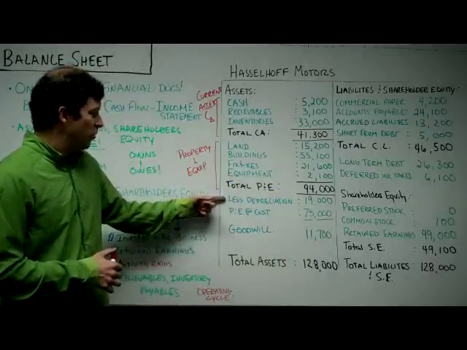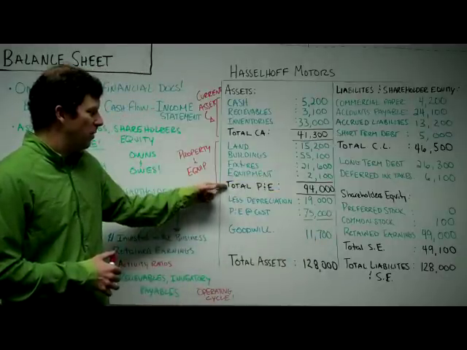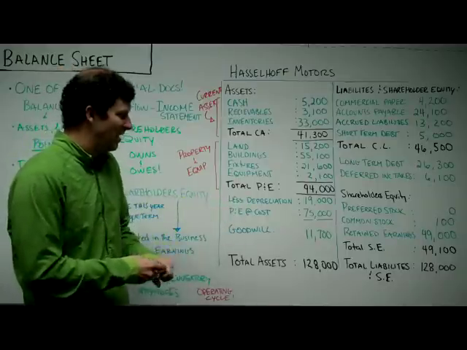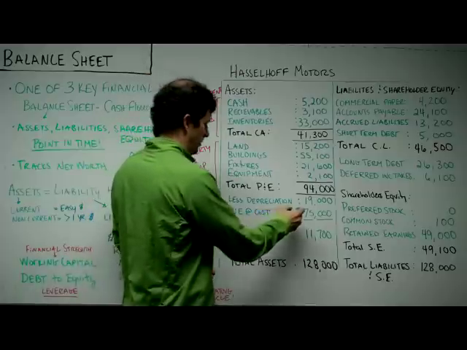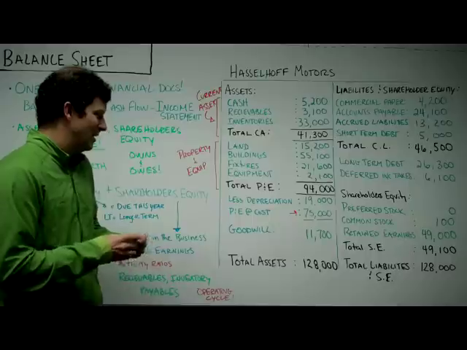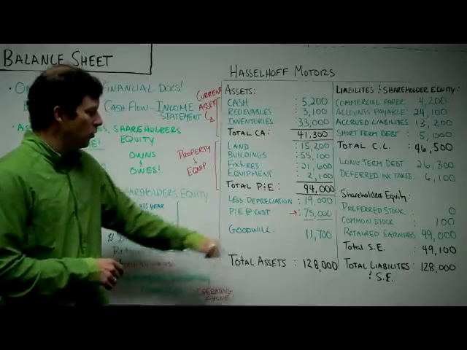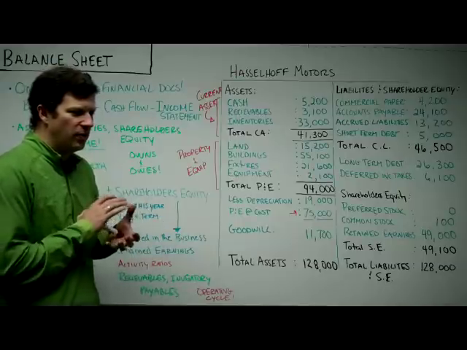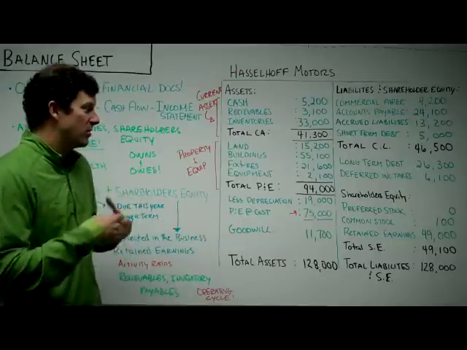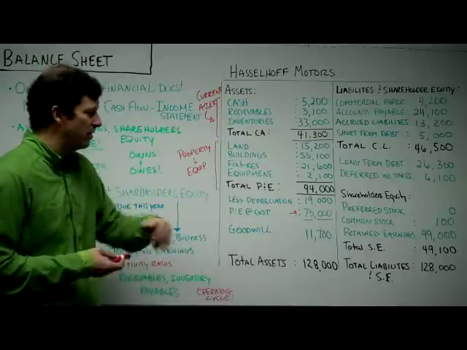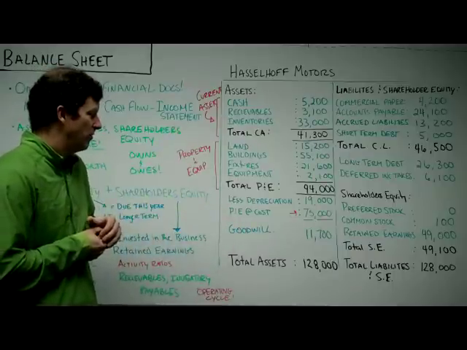Now we take depreciation out of the property and equipment of $19 million, and so his net property and equipment at cost is $75 million, and that's going to be important because we're going to use that to figure out total assets. And then he's got $11 million in goodwill. And goodwill, really quickly, is just a non-tangible asset that represents value, like of the brand. So Hasselhoff Motors might be pretty valuable and interesting because it's associated with David Hasselhoff. So he's got $11.7 million worth of goodwill.